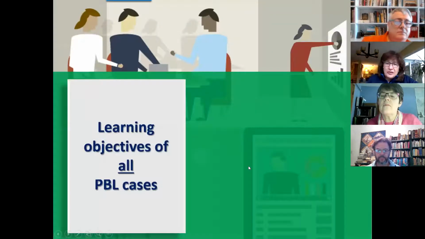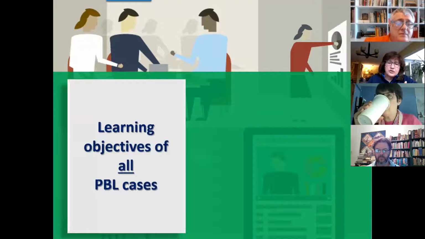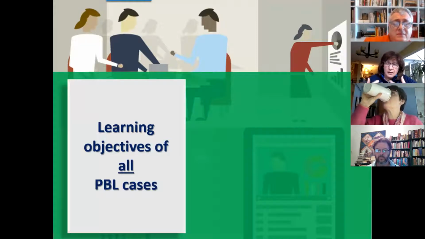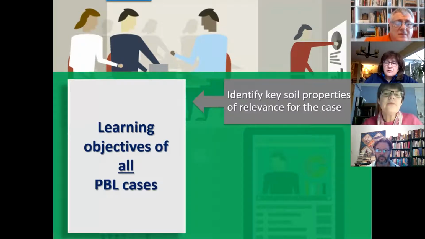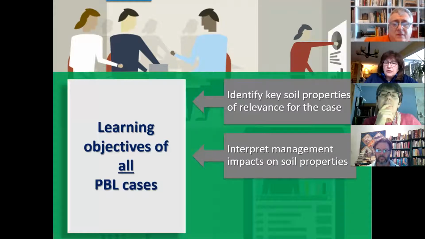Such a huge variety of cases might raise a question, and I know it raises a question in the minds of our students at the beginning of the course: how is this all going to work when things are so different? Well, we try to structure these cases in the same way, and each of the cases has to have the following 3 components. Each of them has to start by identifying the key soil properties that are relevant to the management that the case is focused on. Then students need to interpret management impacts on those key soil properties.